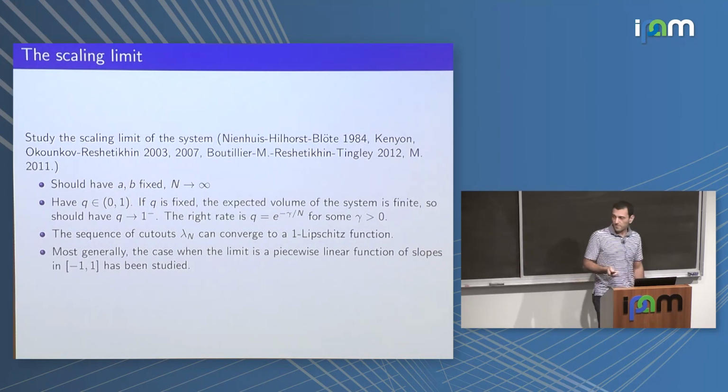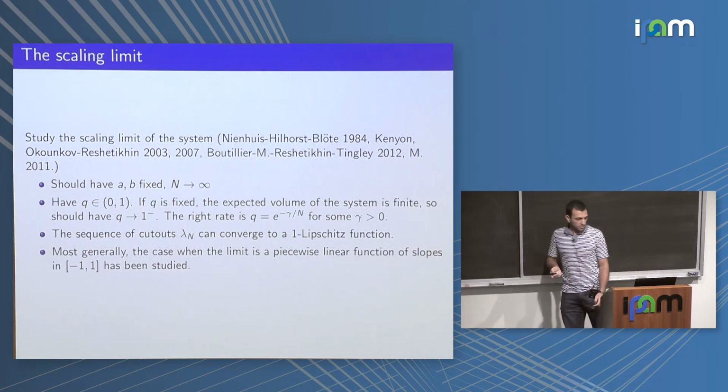You could ask, how should this behave? Even though at the discrete level it's just some piecewise linear curve of slopes plus or minus 1, in the limit you can have it converge to any 1-Lipschitz function. And you can study various limits.